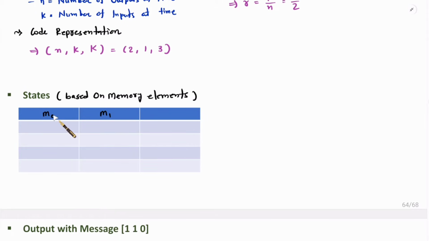So based on two elements, there will be in total four states: 0 0, 0 1, 1 0, and 1 1. Let us give names to them. With 0 0, the state will be small a. With 0 1, the state will be small b. With 1 0, the state will be small c. And with 1 1, the state will be small d. Right, so that is how one can understand states.